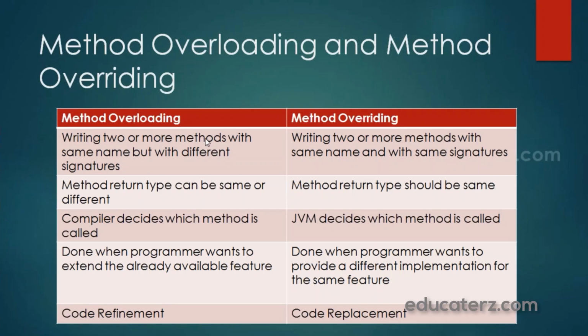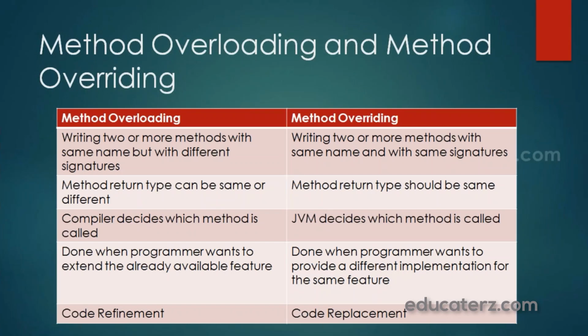Writing two or more methods with the same name but different signatures is called overloading. But writing two or more methods with the same name and same signatures is overriding. Return types in overloading can be the same or different, but when we are overriding, the return type should be the same. In overloading, the compiler will decide which method is called, whereas in method overriding, JVM decides. And overloading is done especially when the programmer wants to extend the already available feature.